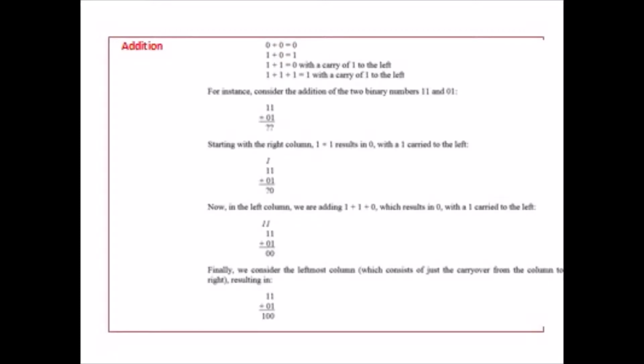Coming to how binary numbers are handled in addition: 0 plus 0 is 0, 1 plus 0 is 1, 1 plus 1 is 0 with a carry of 1 to the left, and 1 plus 1 plus 1 is 1 with a carry of 1 to the left.